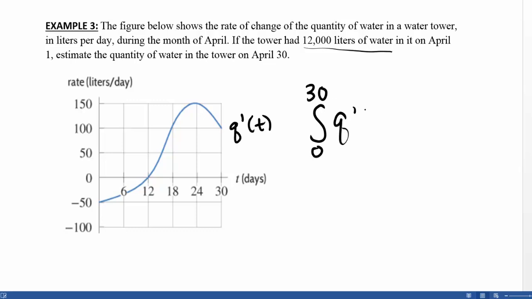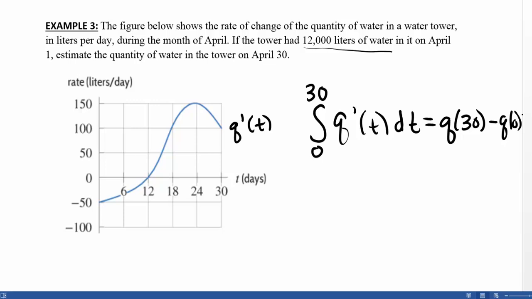We know that we want to find the area under the curve here. So we're going to find the definite integral for how much the water has changed. And we know from the fundamental theorem that that's going to be the quantity of the water on day 30 minus the quantity of the water on day 0. So what information do we have? What information do we need to find?